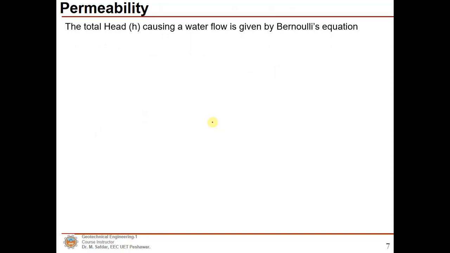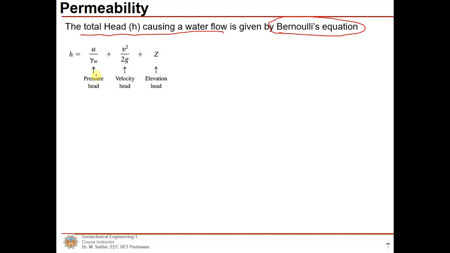Now, what causes the water to flow? The total head causing a water flow is given by the Bernoulli's equation, and based upon that equation, the total head is equal to the pressure head, which is occurring due to the pore water pressure, the velocity of water particles and the elevation from where that flow is occurring. So pressure head, velocity head and elevation head will give us the total head.